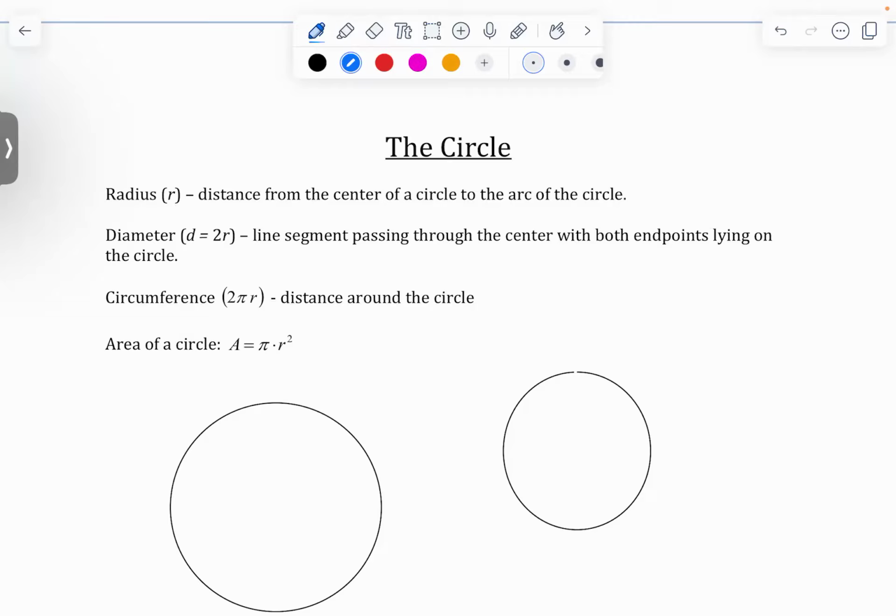So a couple of notes. Radius, R, is the distance from the center to the edge. The diameter is the distance all the way across the circle. The circumference, which is kind of like perimeter, is 2 pi r, right? We've already dealt with pi a little bit.